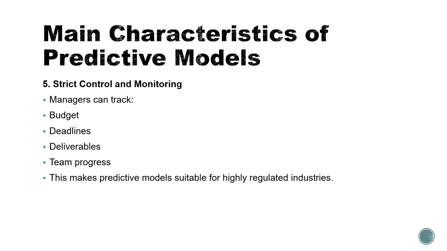So project managers can easily track the deadlines, the budgets, the deliverables, and progress, the team progress. Why? Since everything is planned in advance, management can compare planned progress versus the actual progress. So basically it is easy to identify whether we are going according to the plan, because we have already prepared a detailed plan before development, or whether we are deviating from our plan. So strong monitoring is a characteristic of the predictive models.